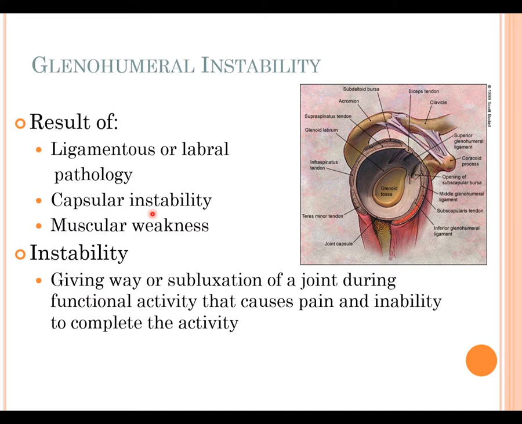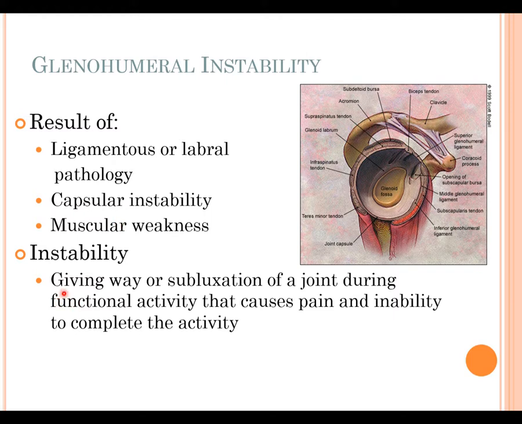Static stabilization is the bone, the ligaments, the fascia, the labrums. Those things are all static stabilizers. Then we have our dynamic stabilization, which is our muscles that are responsible for keeping our joint in place. So this instability can be caused as a result of poor static stabilizers, which would be your ligaments, labrum, and capsule, or poor dynamic stabilizers, which would be your muscles. Either way, it's going to end up resulting in instability.